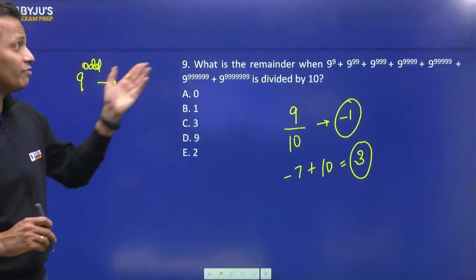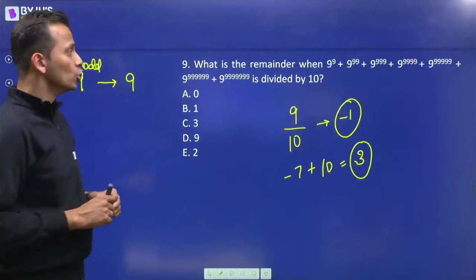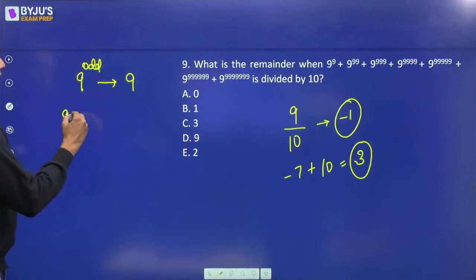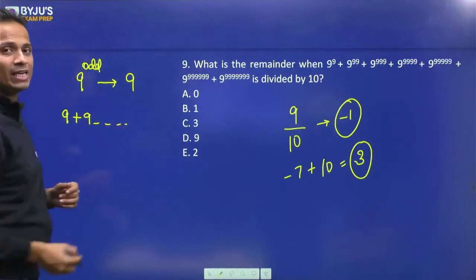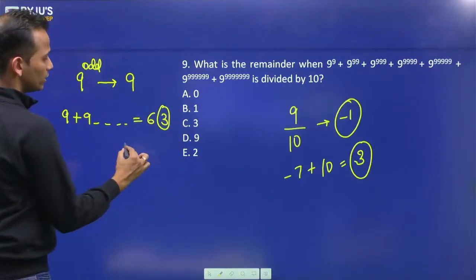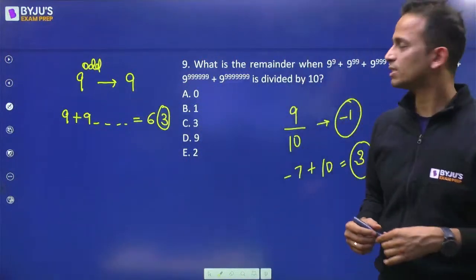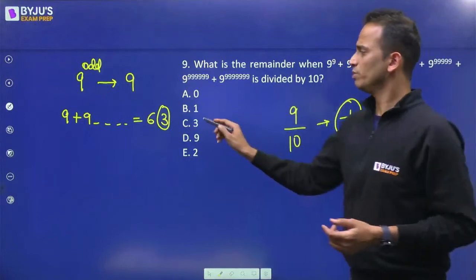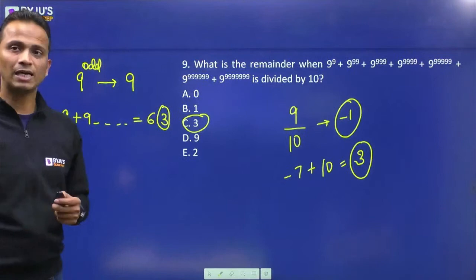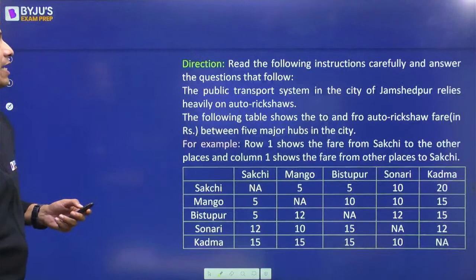Okay. Now since everywhere 9 has an odd power, every case the unit digit will be 9. Okay. Now unit digits को add कर दो. 9 plus 9 plus 9. How many times? 7 times. It will give me 63. So 3 will be the unit digit of this entire number. Unit digit is 3. So I can say that the remainder will also be equal to 3. So in both cases, obviously we'll get the same answer. The answer is 3. That is option C. Okay. So that was question number 9. Now let's move ahead and look at our next question.